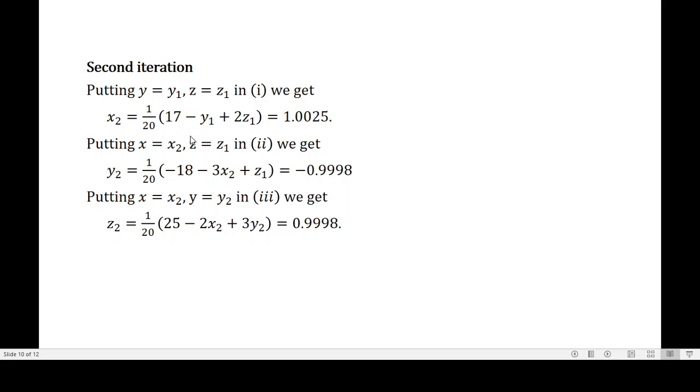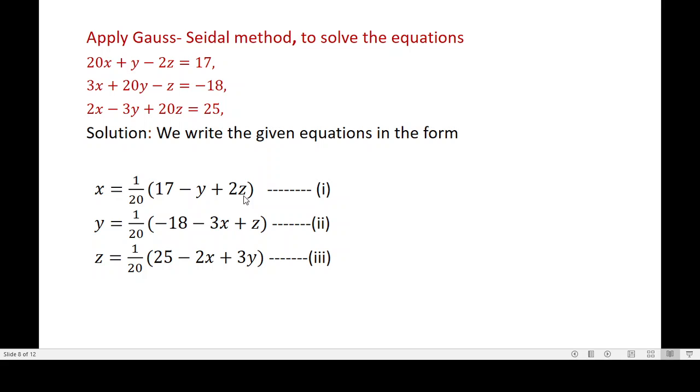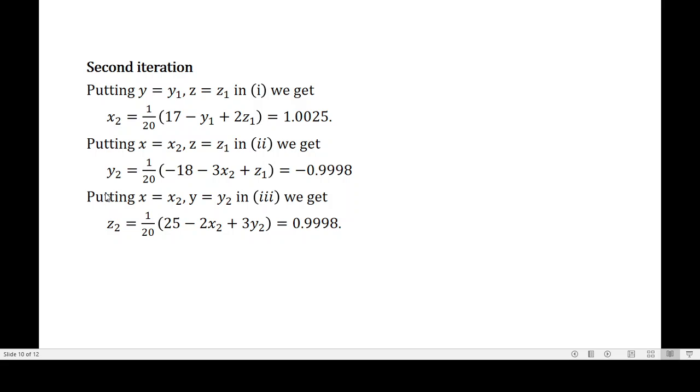Substitute x is equal to x2, z is equal to z1 in second equation, to obtain y2. So we get y2 is equal to 1 divided by 20 into minus 18 minus 3x2 plus z1, which is equal to minus 0.9998. Put x is equal to x2, y is equal to y2 in the third equation. We get z2 is equal to 1 divided by 20 into 25 minus 2x2 plus 3y2. Substitute the values and simplify. We get 0.9998.